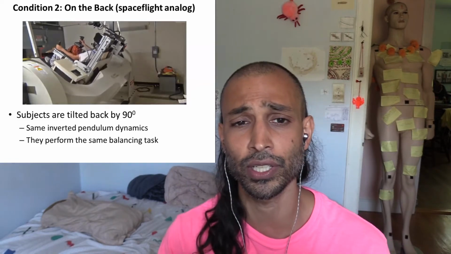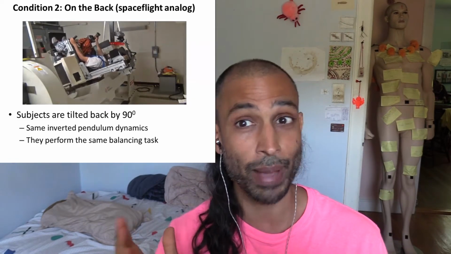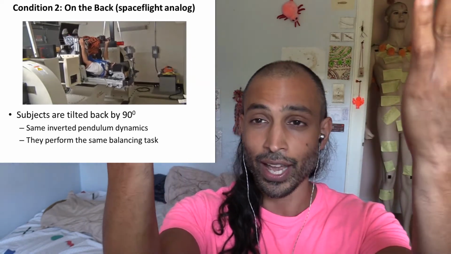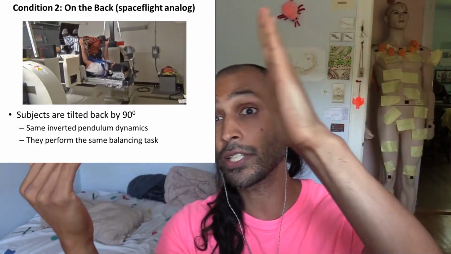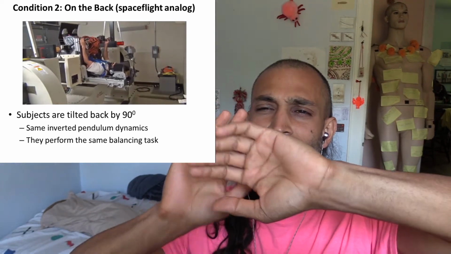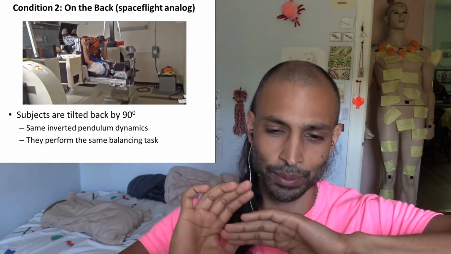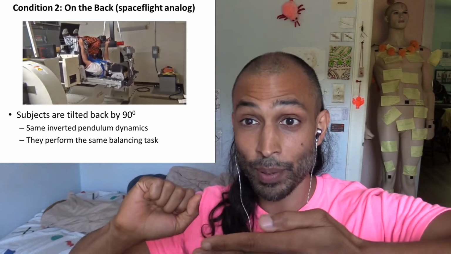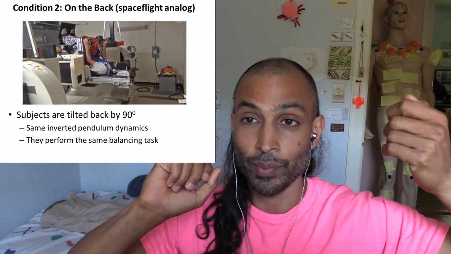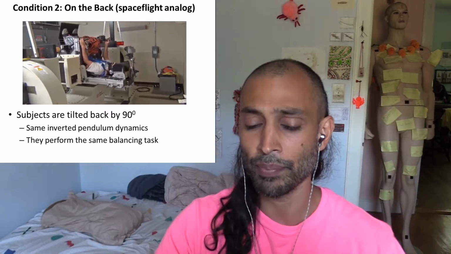Now my second condition is what I call the on the back condition, my space flight analog condition. In it, I take people and I just tilt them so that they're on their back, just like this. And all the dynamics are exactly the same, okay? It's inverted pendulum dynamics. If you do nothing, it falls to the left or right, and they have to stabilize themselves around that balance point.